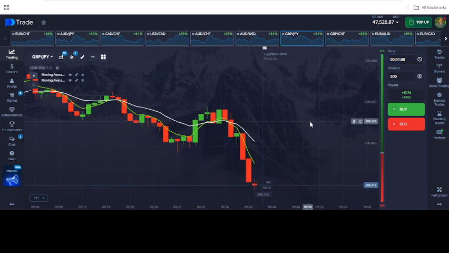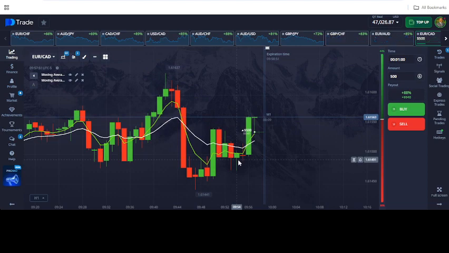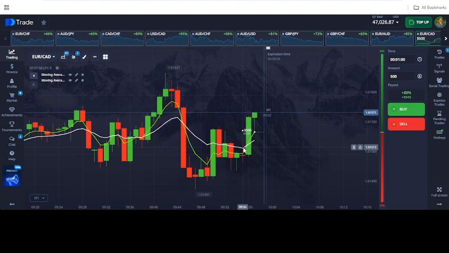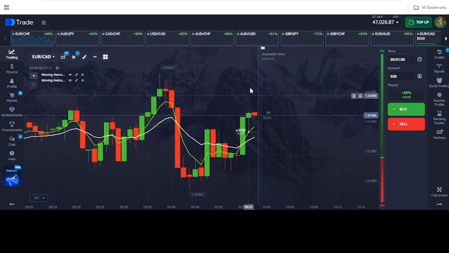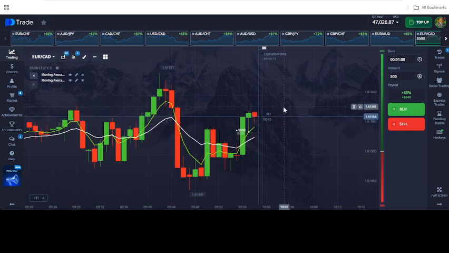Okay. So what I'm going to do now is pause the video and look for some setups. Okay, so I'm on the Euro Canadian dollar currency pair, and I just took a buy trade here. The reason why I took the buy trade is I have a cross of the 5 EMA line over the 15 EMA in an upward direction here. So this suggests a continued bullish momentum to the upside in the price of the currency pair over the next 60 seconds. So let's monitor this trade and wait for the expiration.